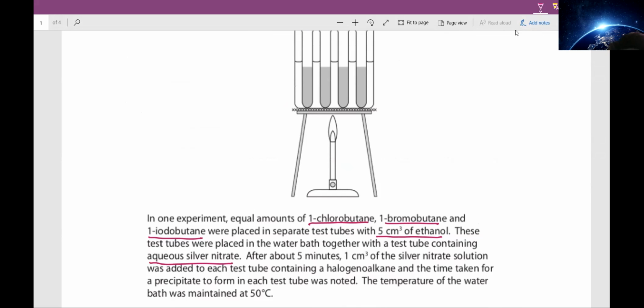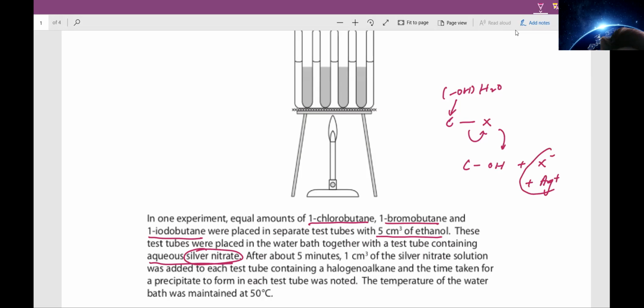So basically what's being done is this halogenoalkane, the C-X bond, okay? And then the water will supply the OH to substitute the X, right? So then you will get alcohol together with X minus. Then the silver nitrate you are adding, okay? The silver ion will then undergo precipitation to form the silver halide. Then by looking at the time taken for the silver halide to appear, you will know how fast the reaction is, okay? So basically, we already discussed this experiment when we were teaching this topic.